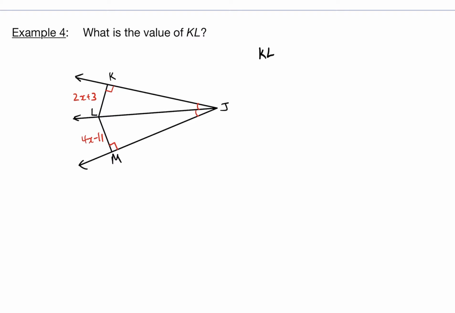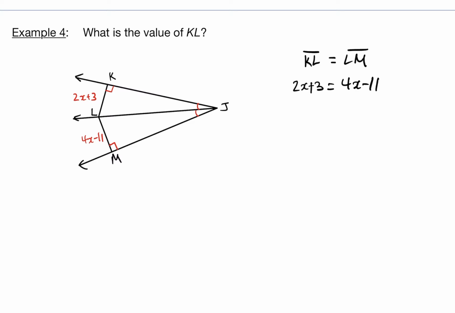We'll call this KL. Segment KL is equal to segment LM. Okay, so that is the relationship that we are establishing. Now that we know that's true, we can substitute KL with this expression, 2x plus 3. So 2x plus 3 is going to equal LM. This is LM, and here is the expression for LM, 4x minus 11. Now we have an algebraic equation. We can go ahead and solve for x.